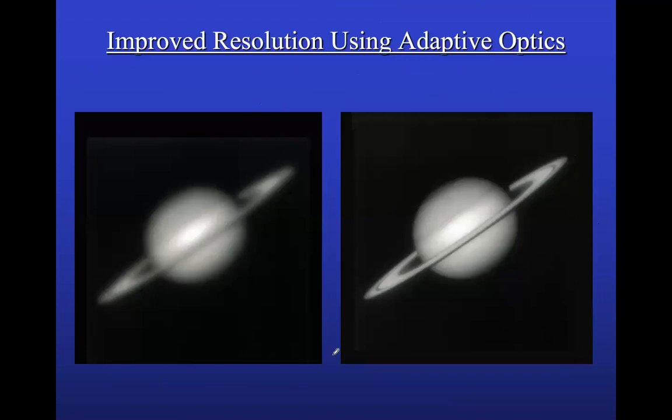Right. Now this is an example of improving resolution using adaptive optics, and all of you know that this is the planet Jupiter. On the left hand side is the normal image without any corrections using adaptive optics. But if you use adaptive optics and make a correction and take the same image, what you see is the image on the right hand side. You can see that the image is considerably improved and a lot clearer when you use adaptive optics, right?